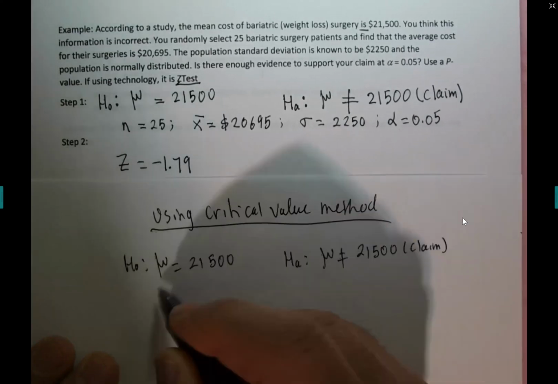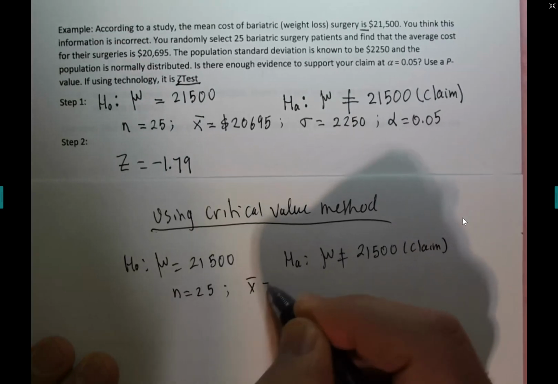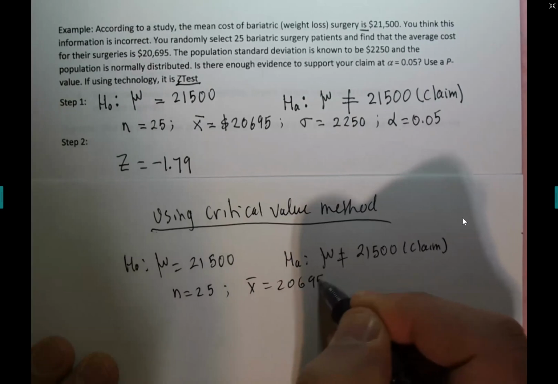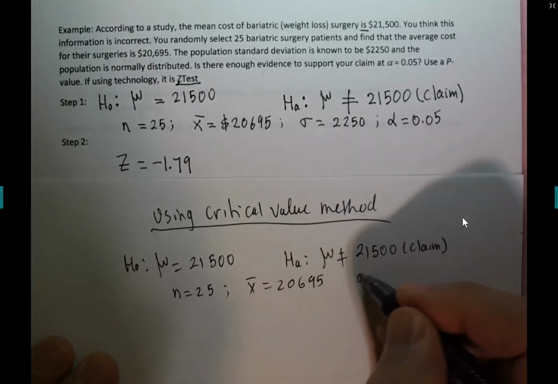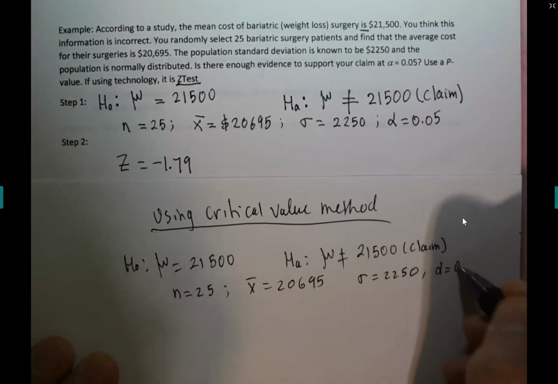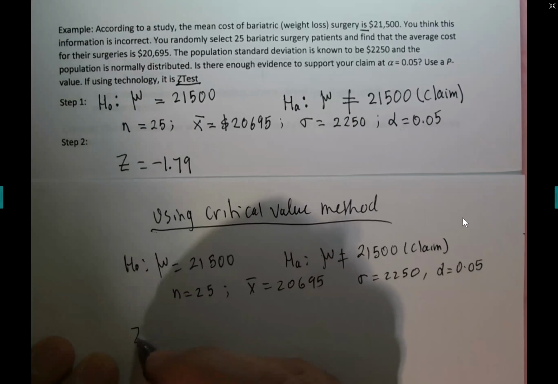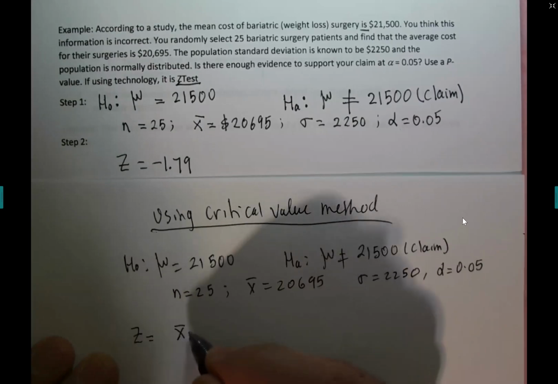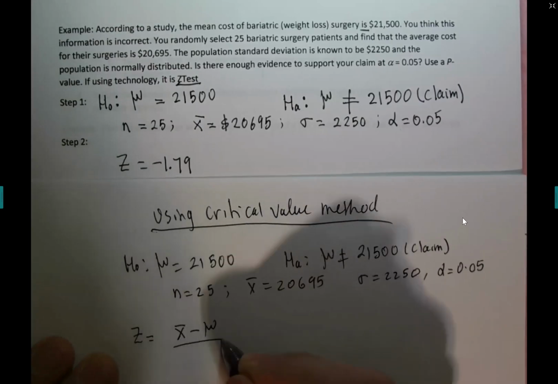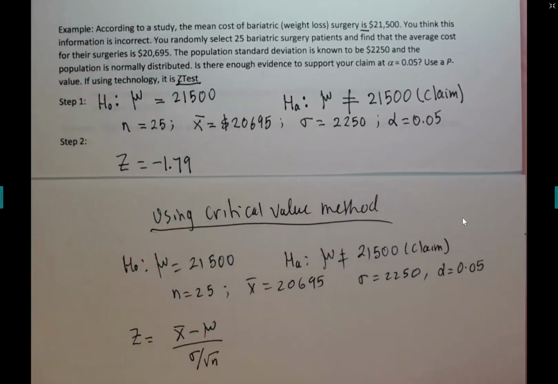You have n is 25. You have x bar, which is 20,695. And you have sigma is 2250. And you have alpha to be 0.05. The next step, guys, is to calculate the test statistic, which is this. That's the test statistic. You use your calculator.